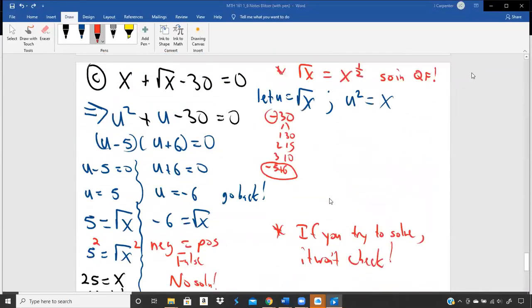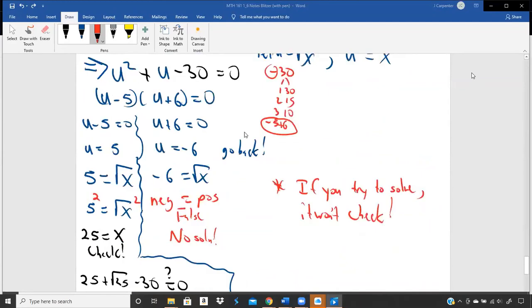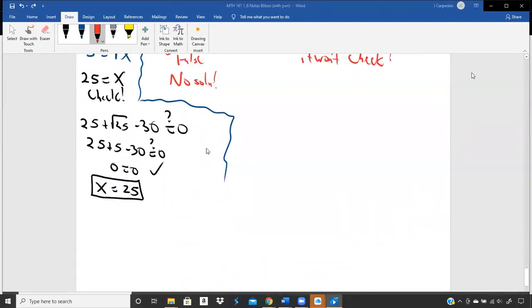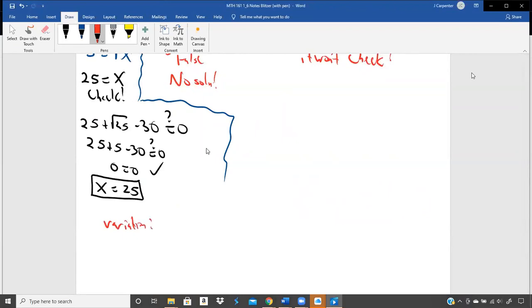Are these the only types of things in quadratic form you can see? No. There's a variation you might see, which again, I don't do every single type of example. You might have something like (2x + 3)^2 + 5(2x + 3) + 6 = 0.